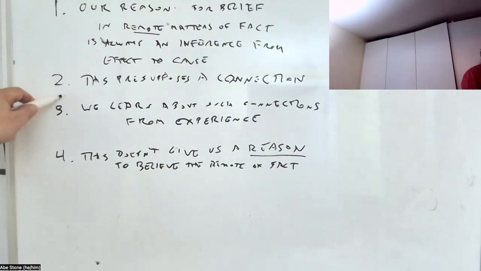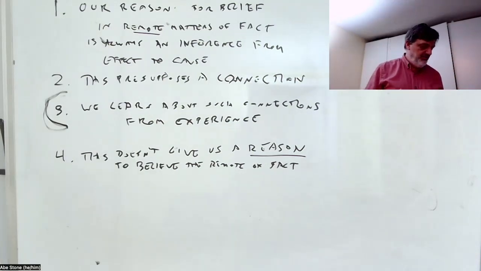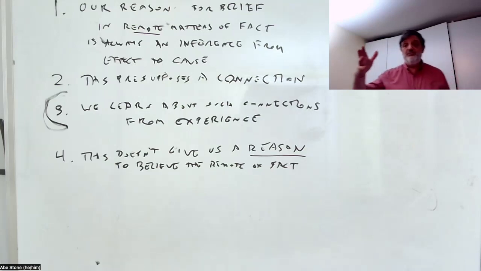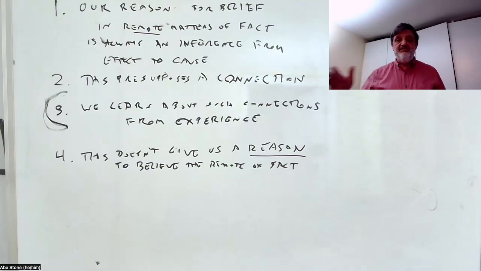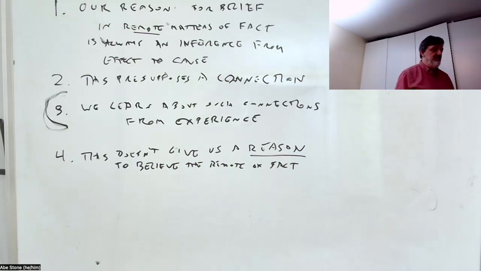Learning about a connection from experience, we can only do this if a certain general principle is true. And the general principle is, if we've experienced something to happen often enough, we should expect it to always happen. That is, we should expect it to happen in the future, but of course we should also believe that it happened in the past, even when we weren't there to experience it, and it's happening now, even in places where we're not experiencing it, right? So we should believe that it always happens if we've experienced it to happen often enough.